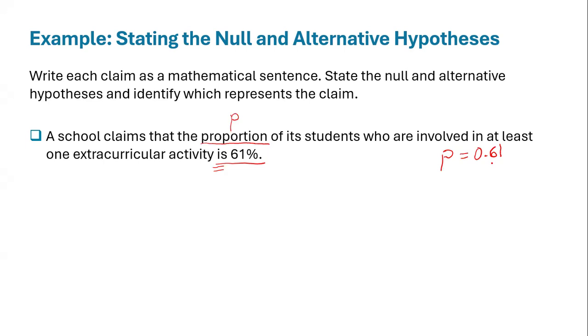Where do we put the equal sign? Do we put it for the null or for the alternative? Yes, we always put the equal sign for the null hypothesis. So the null hypothesis, H0 or H naught, can be P equal 0.61, and make sure to write that it is a claim. And if the null hypothesis has the equal sign, the alternative is not equal to, because they should be the opposite of each other.